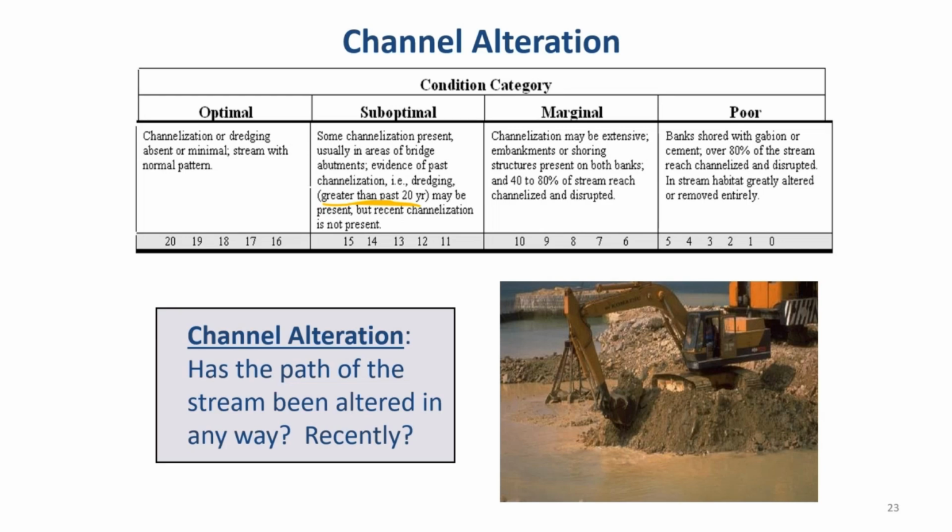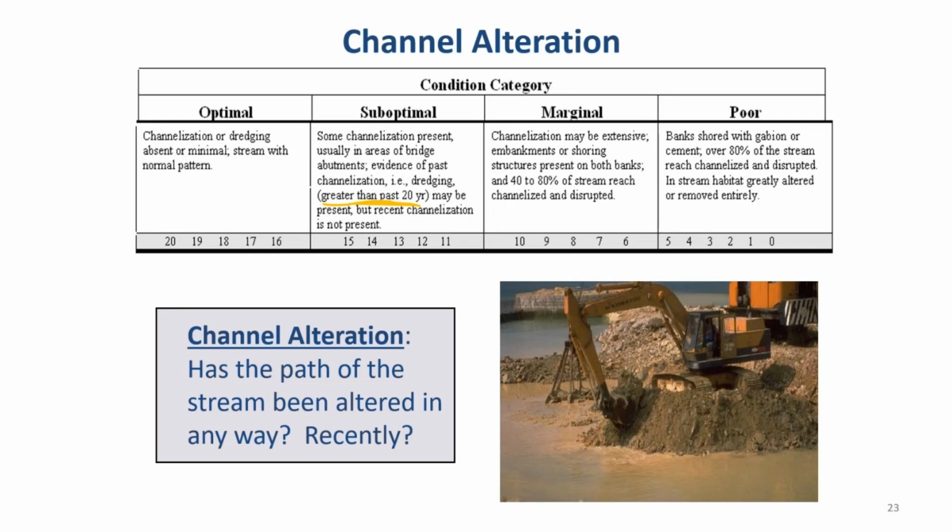But if there's some channelization present, but maybe it happened a while ago, you could be in the suboptimal category. This could be something like you can see that some rocks were placed on the stream bank to stabilize it. So you can tell that people put that there, but otherwise it looks fairly natural. Maybe you're in this suboptimal category.